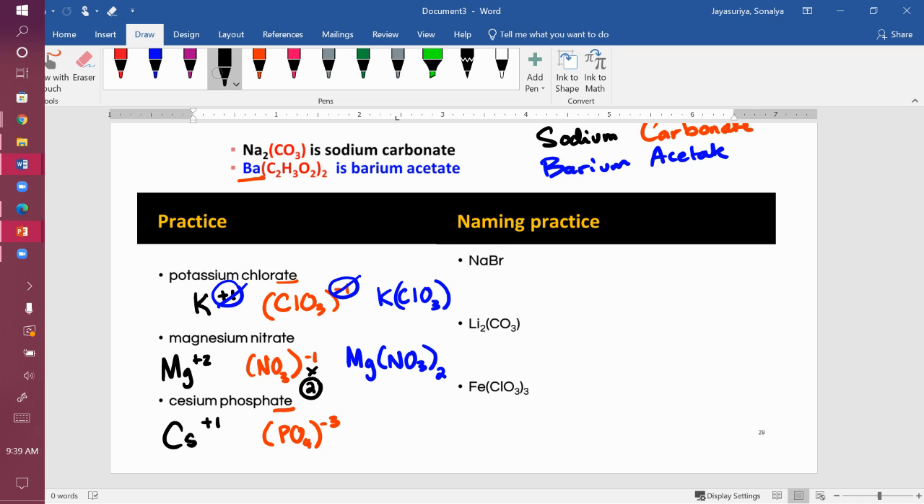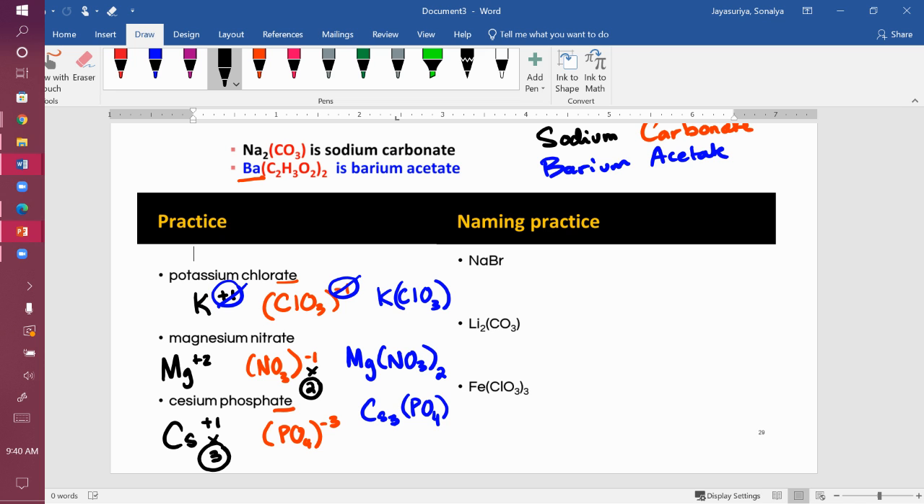Oh, look, there's a plus 1 on cesium, minus 3 on phosphate. That means I have to multiply my cesium by 3. That means cesium's multiple becomes its subscript, Cs3 parentheses PO4, don't forget the 4. Inside the parentheses all the numbers have to be written exactly as they are. Cs3(PO4) is my formula. Okay, now let's learn how to name, or practice how to name.